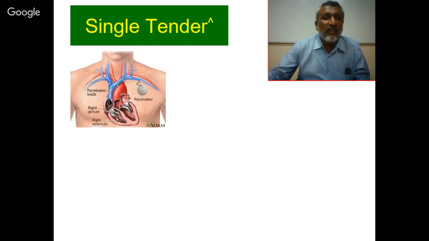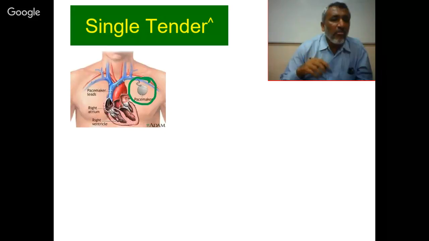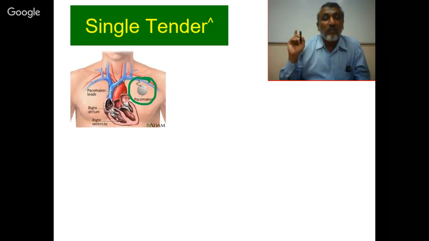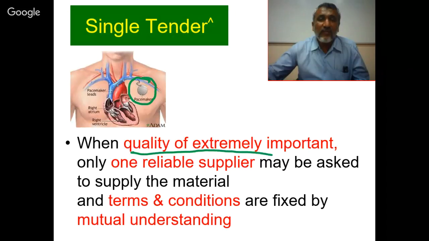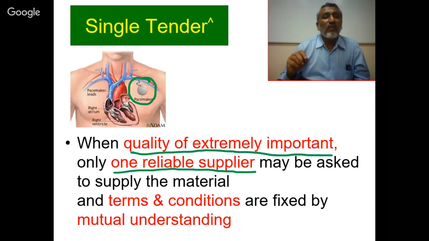Suppose you want to go for purchasing some very critical items, like say a pacemaker for the heart. You don't go to the market, invite quotations from different people and go for the cheapest possible pacemaker. You don't go for that, because here the quality is extremely important. You will go for only the trusted supplier for this particular product. That is, when the quality is extremely important, you go for only one reliable supplier whom you trust, and you place an order with that particular person.